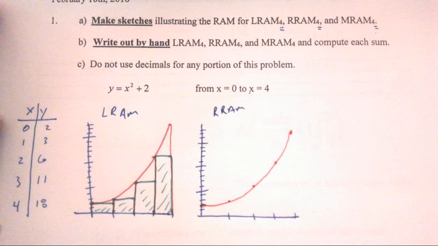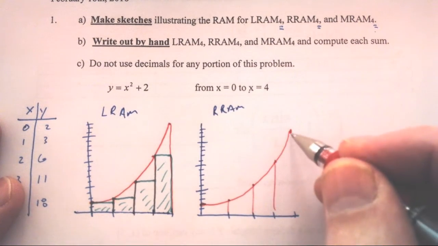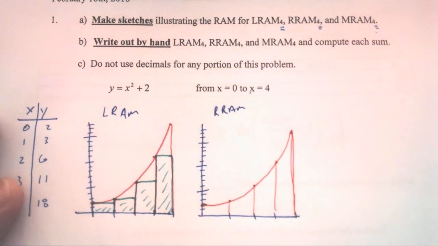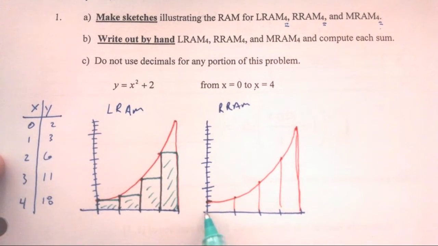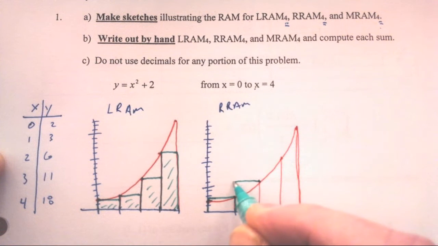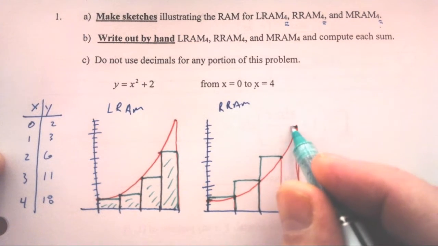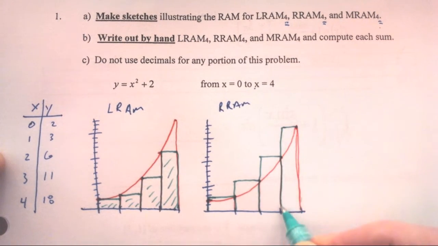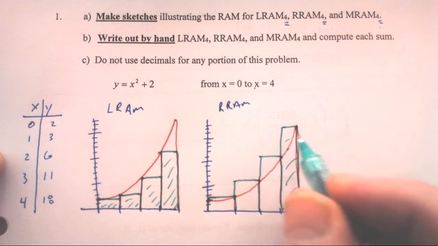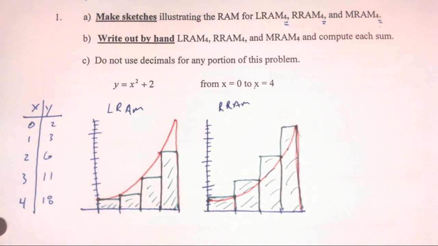And now for my, so we're looking at our partitions, excuse me, along here. That is a bad one. And now for my RRAM, on my first partition, I go up the right side, and I build in my rectangle. Second partition, go up the right side till you hit the curve, build in the rectangle. So on our third approximation, we would be finding the sum of those 4 areas.